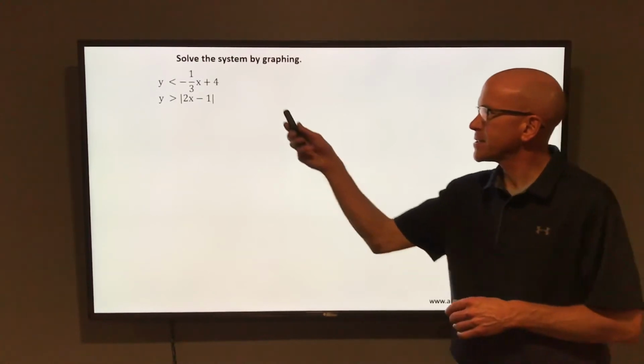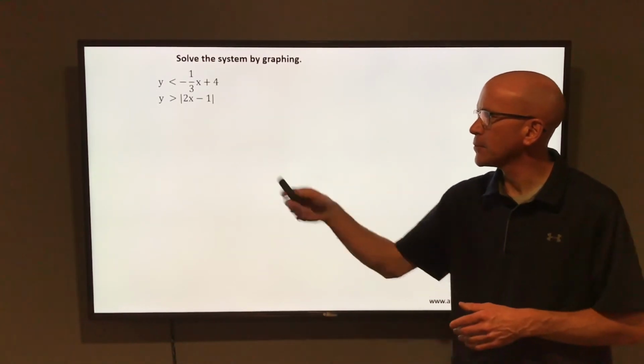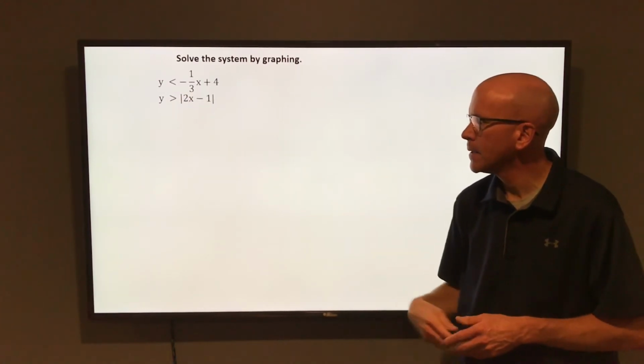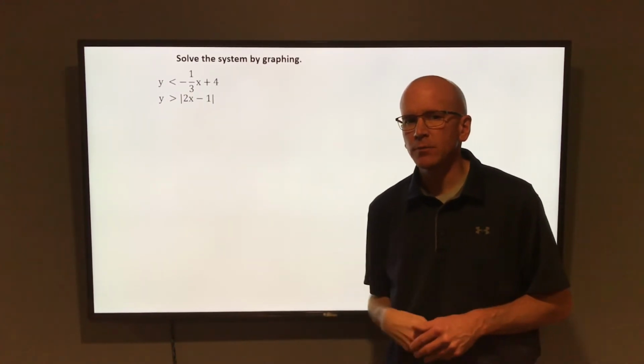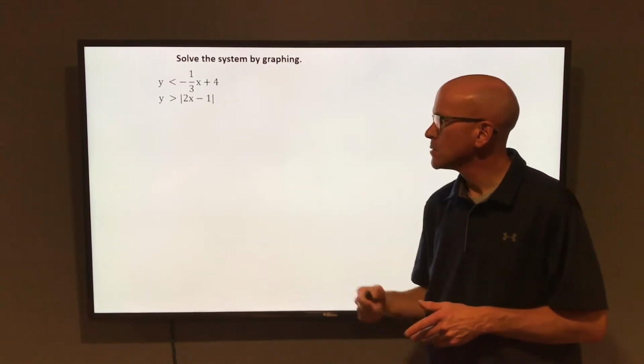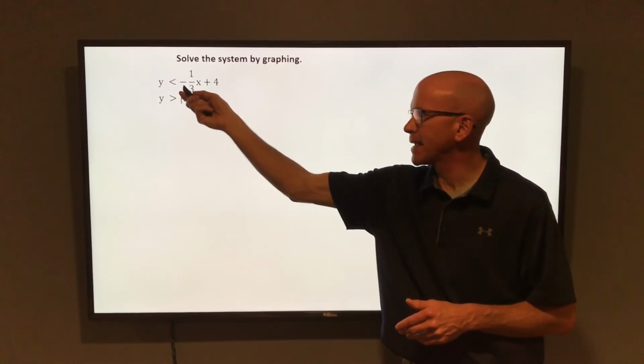We're going to solve this system of inequalities by graphing. Now, the first inequality, that's a linear inequality, so that'll be a line shaded above or below. The second inequality, that is an absolute value inequality, so it'll be a V-shaped graph shaded above or below. So we'll take that first inequality, y is less than -1/3 x plus 4.